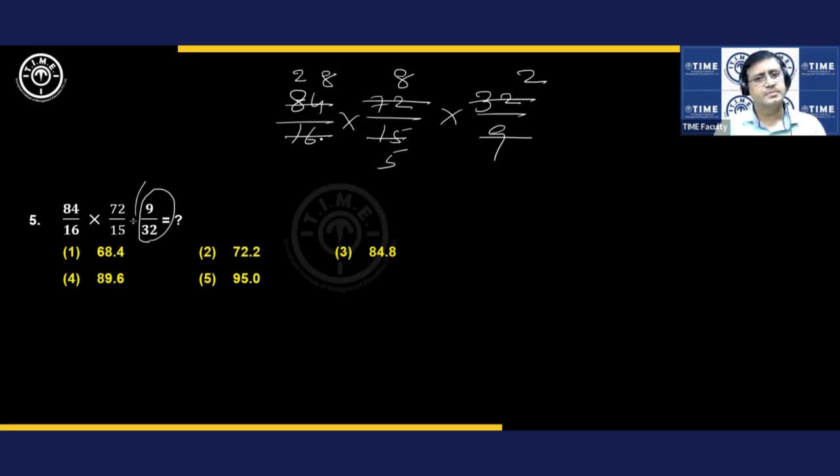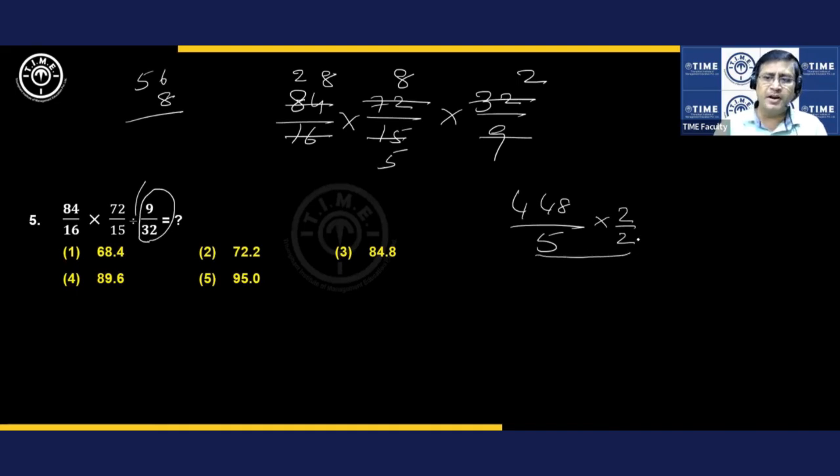Am I right? Now just observe the product of the numbers. 2 times of 28, that is 56 into 8, 448. 448 by 5. Dear student, just multiply and divide with the 2 on both sides. Why am I multiplying and dividing? When you multiply the denominator with 2, it becomes 10.